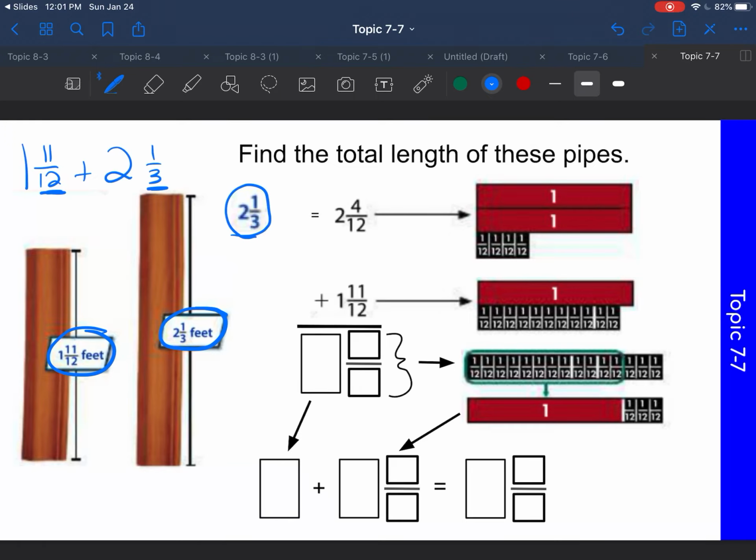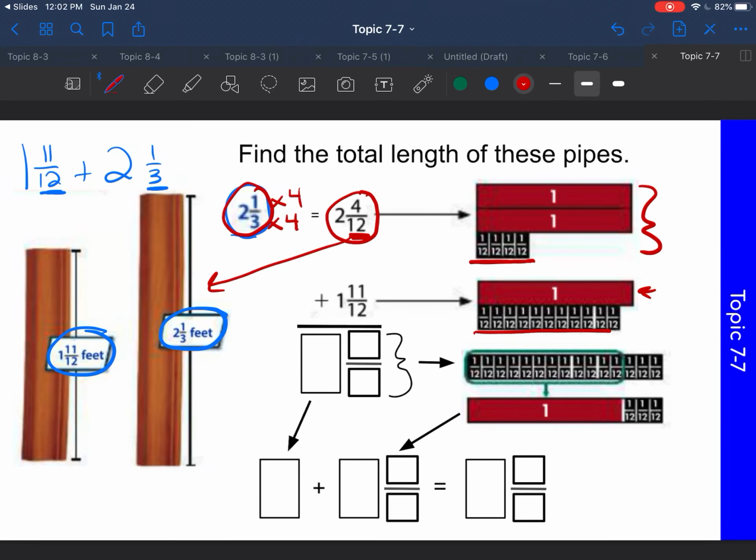So what's the common denominator for 3 and 12? The lowest one would be 12. So we make 2 and 1/3 have a denominator of 12. Okay, so we multiply the 3 times what to get 12? Multiply it by 4. Whatever you do to the bottom, you do to the top, times 4. So you end up getting 2 and 4/12 for this pipe. Okay, and 2 and 4/12 is represented right there. 2 wholes and 4/12. Plus 1 and 11/12, we don't have to change that, is 1 whole and 11/12.